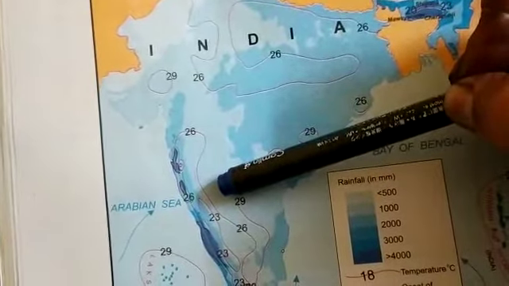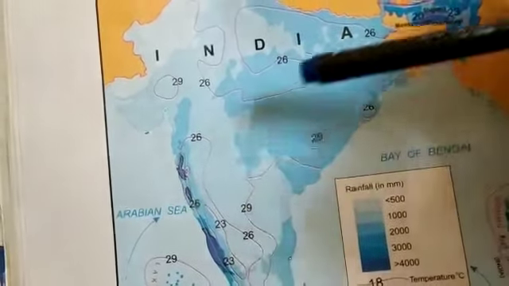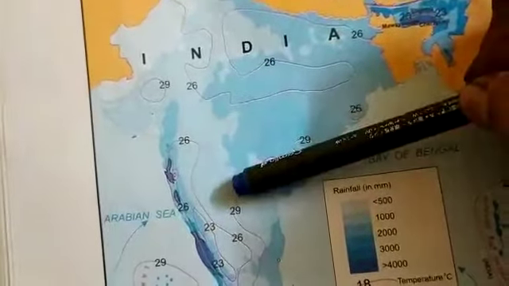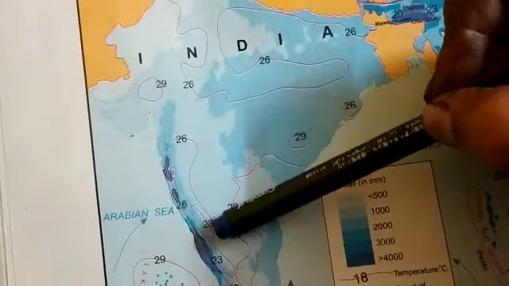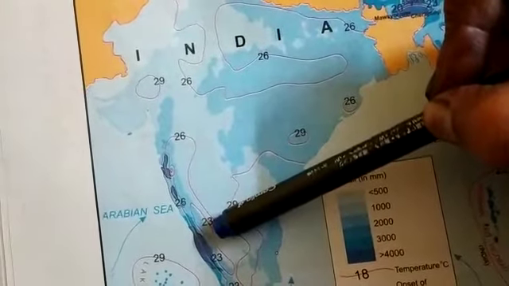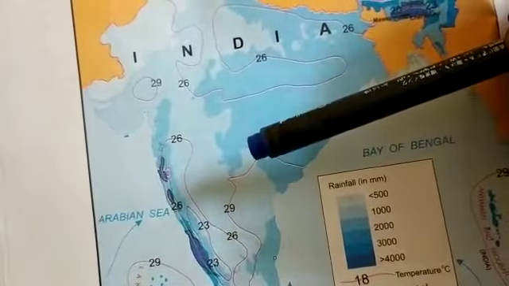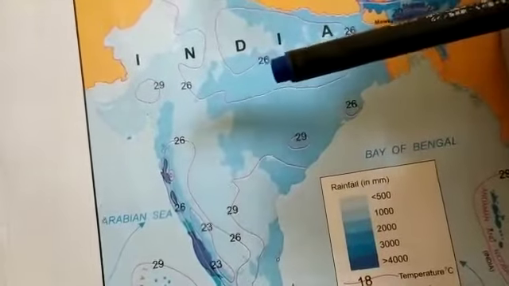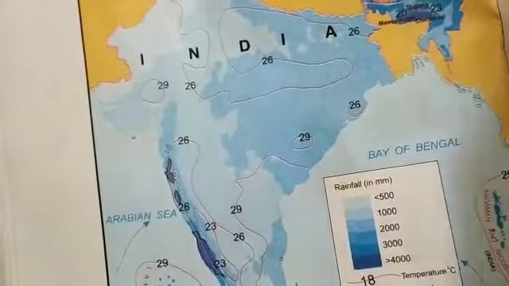This is the rain shadow region. So the eastern part of Karnataka. Then Andhra Pradesh is here. The western part of Andhra Pradesh, and also the western part of Tamil Nadu. These regions lie on the leeward side of the Western and Eastern Ghats. That means the rain shadow region, which receives less rainfall. And that is why these regions are semi-arid regions.